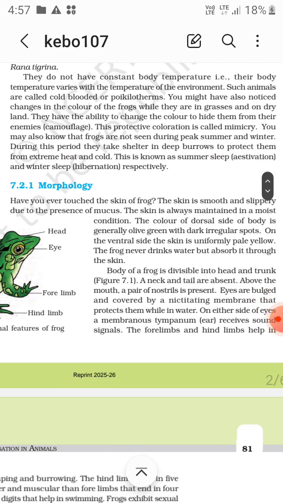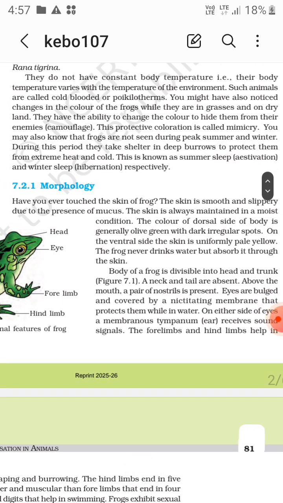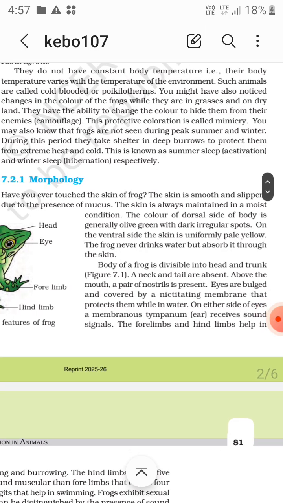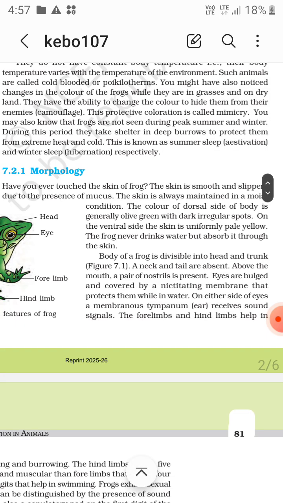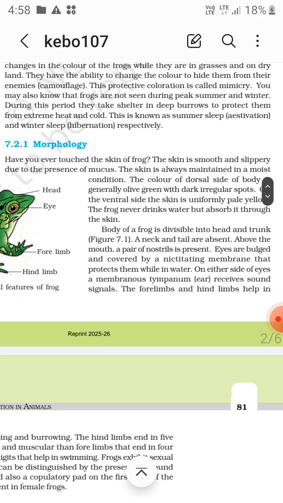the skin of the frog is smooth and slippery due to the presence of mucous glands. Now these mucous glands help in respiration as well. The skin is always maintained in a moist condition. The color of the dorsal side of the body is generally olive green with dark irregular spots. On the ventral side, the skin is uniformly pearl yellow. Have you ever seen the frog? You will see the yellow pearl on the ventral side. The frog never drinks water but absorbs it through the skin.